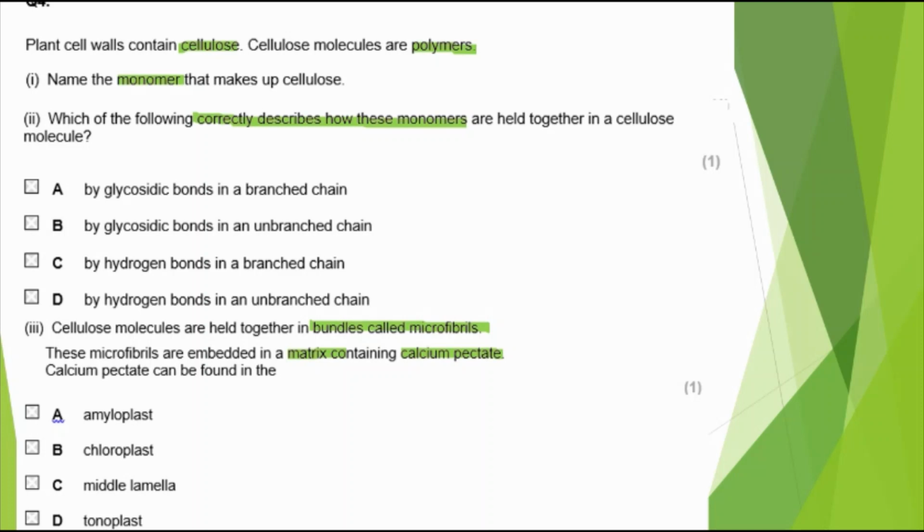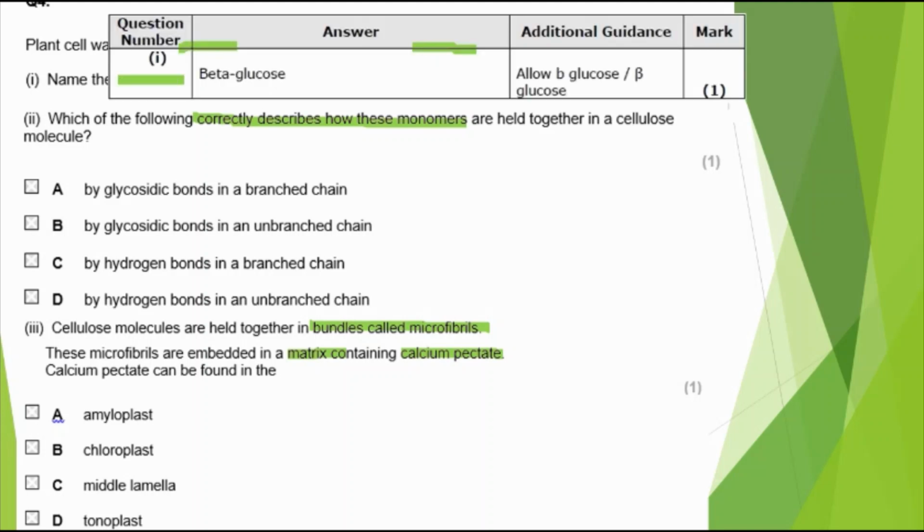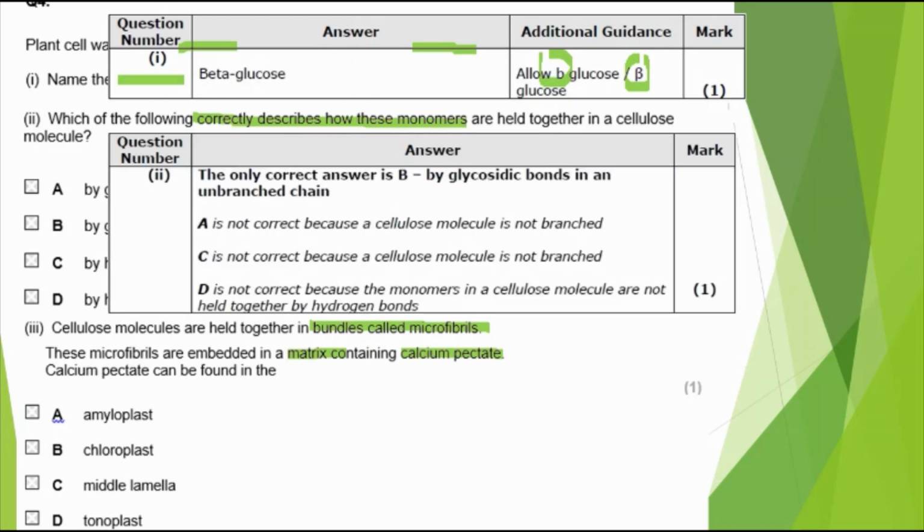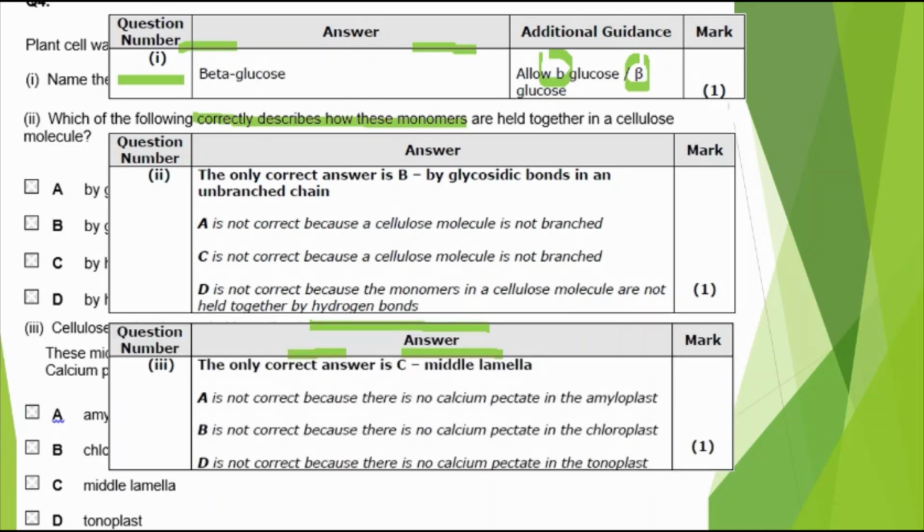Let's do our final round of answers. The first one, the monomer, the single unit that makes up the chain of cellulose as a polymer, is beta-glucose. You could also write it as the fancy β or just a little b glucose. The next one, our answer is B. Glycosidic bonds in an unbranched chain. And lastly, calcium pectate can be found in C, the middle lamella.